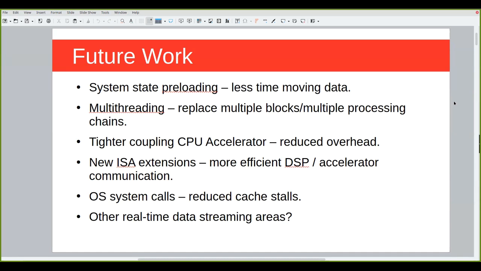And finally, can this data streaming accelerator concept be used in areas other than wireless radio, for other types of applications?